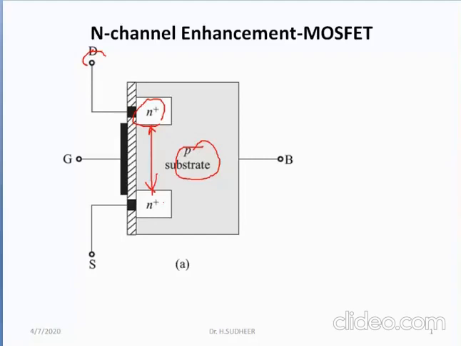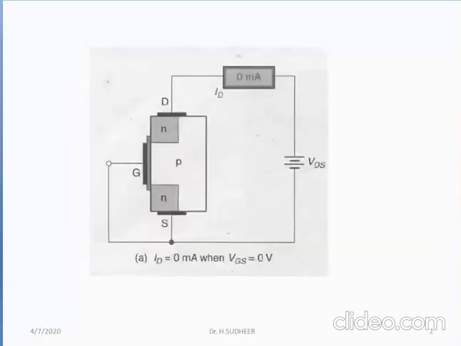Now let us see the working of N-channel enhancement MOSFET in two conditions. First condition, let us take VGS equal to 0. When VGS is equal to 0, gate and source are short circuited. Let us see what will happen when you apply VDS or VDD in positive direction. Whenever you apply a positive voltage to drain and negative voltage to source, the major function of this external voltage source is to make the electrons flow from source to drain, or current flow from drain to source.